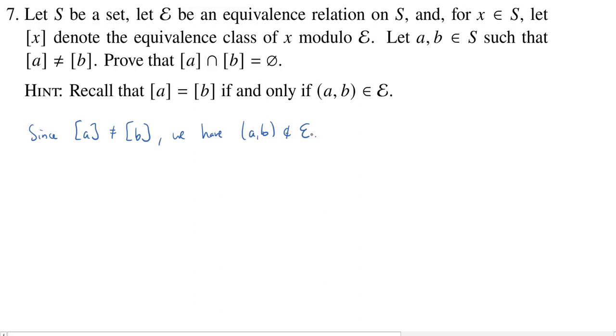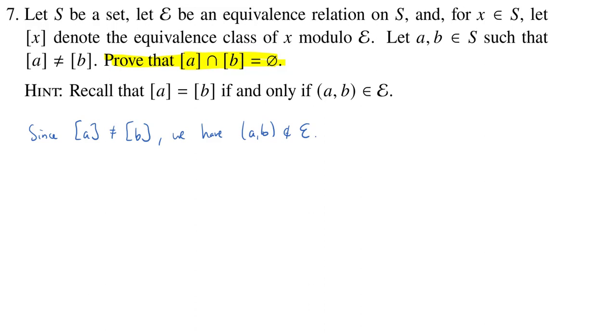Okay, now what are we trying to prove? Well, we want to prove that if you look at the equivalence classes, they're just subsets of S, and you look at their intersection, there's nothing in common. The intersection is the empty set. So this is key in showing that an equivalence relation will partition your set into disjoint subsets.